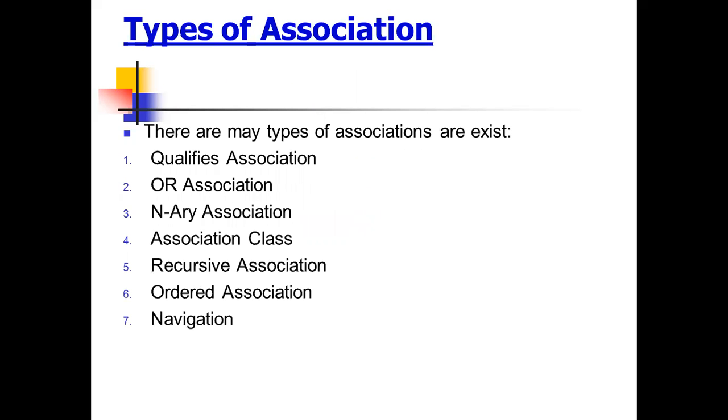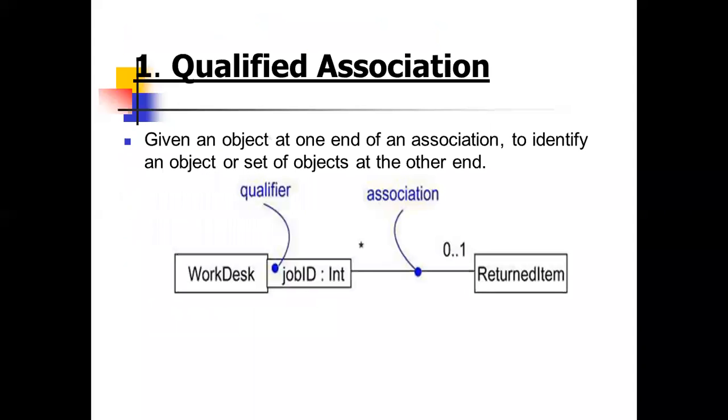Then we have started with types of association. There are many types of associations: qualifier association, OR association, ordered association, association class, recursive association, and navigation. First we will see the qualifier association, that is, qualified association.